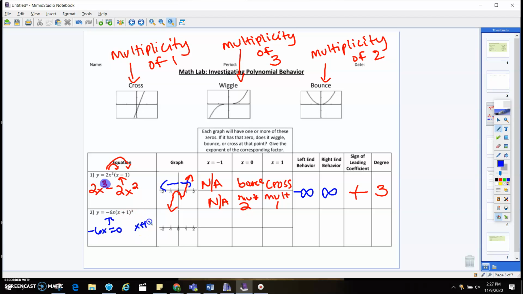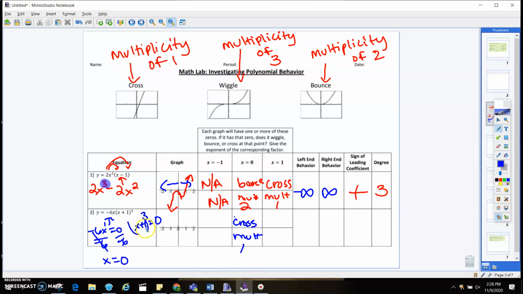So, all right, we're going to divide by -6 on both sides. So that means that I'm going to have x equals 0. Okay, so at x equals 0, are we going to have a bounce, a cross, or a wiggle? We're going to have a cross because we have a multiplicity of 1 because that exponent is 1, right? So we're going to have a cross because multiplicity is 1.